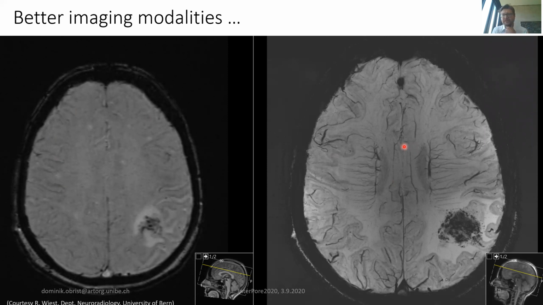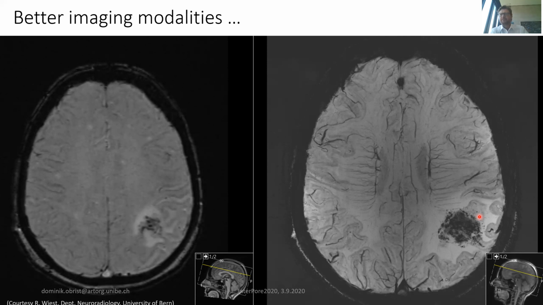So a bigger machine, more modern machine, and high resolution. So you can see you get very nicely resolved small vessels. And even here in this edema, you can see the cross sections through small blood vessels. So that's cool, and that's of course going the right direction.